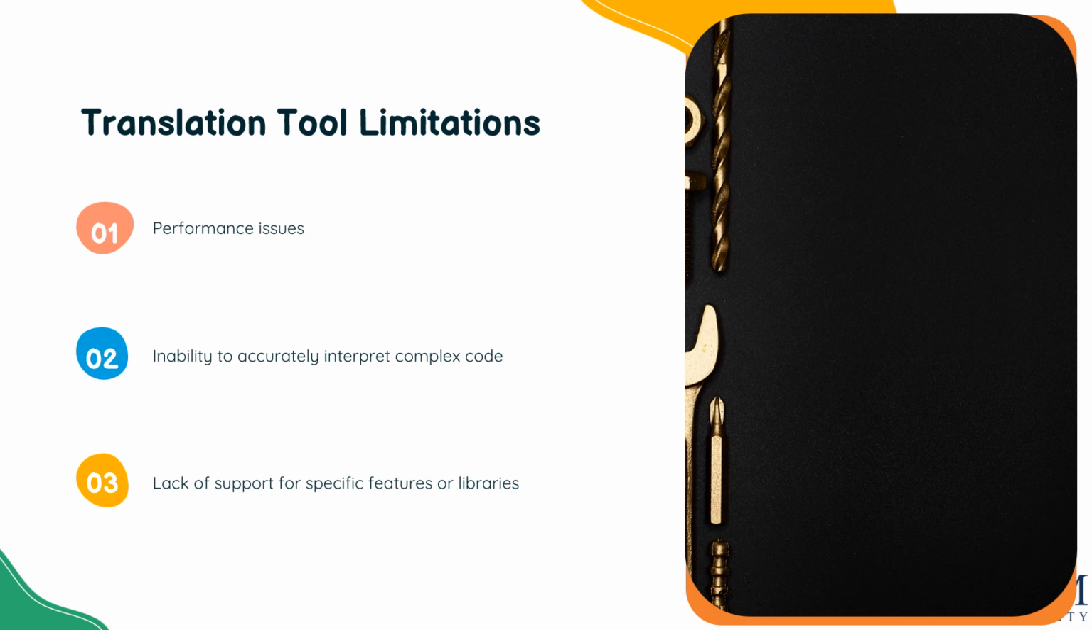It can work very well for programming in C, whereas it does not work well for Java or Python. So it has some performance issues. It has inability to accurately interpret complex code, and lack of support for specific features or libraries. These are the limitations, or you can say these are the disadvantages or significance of these translation tools.